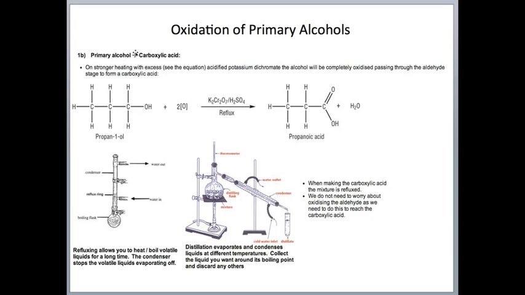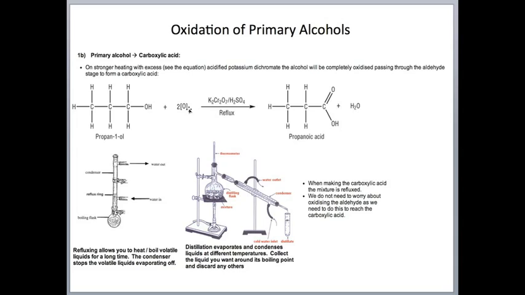Primary alcohol goes to aldehyde, and then if we leave it inside, it will then go to a carboxylic acid. So again, we would need to heat it with excess acidified potassium dichromate, and then it will be completely oxidized, passing through the aldehyde stage to form carboxylic acid. Again, we have propan-1-ol reacting with an oxidizing agent under reflux to produce propanoic acid. This carbon with the double bonded oxygen and the OH group is the general group to look out for that tells us that this is a carboxylic acid.